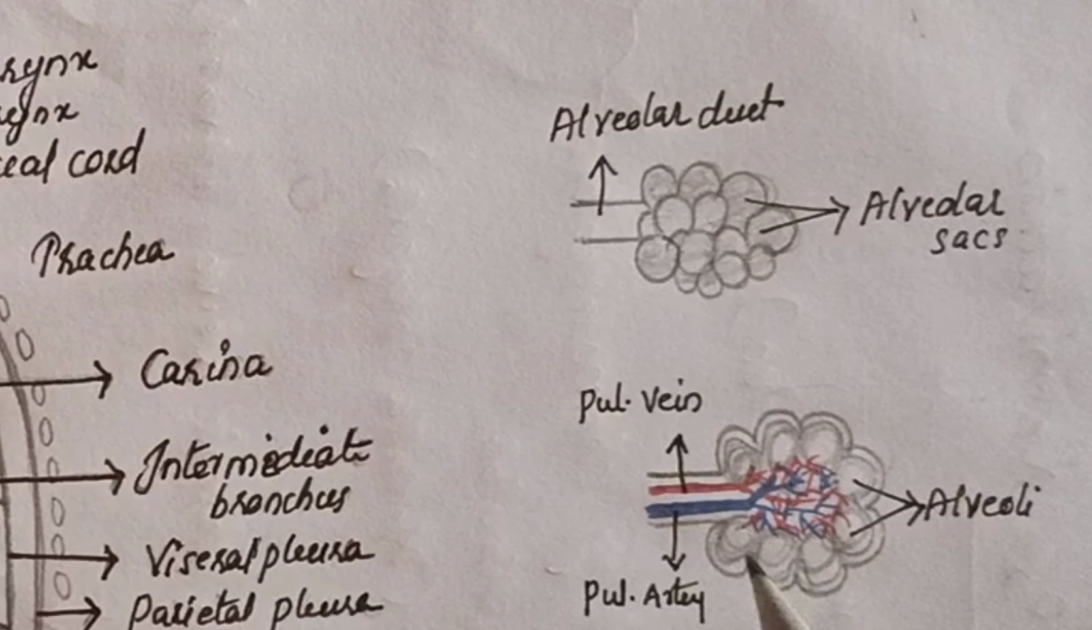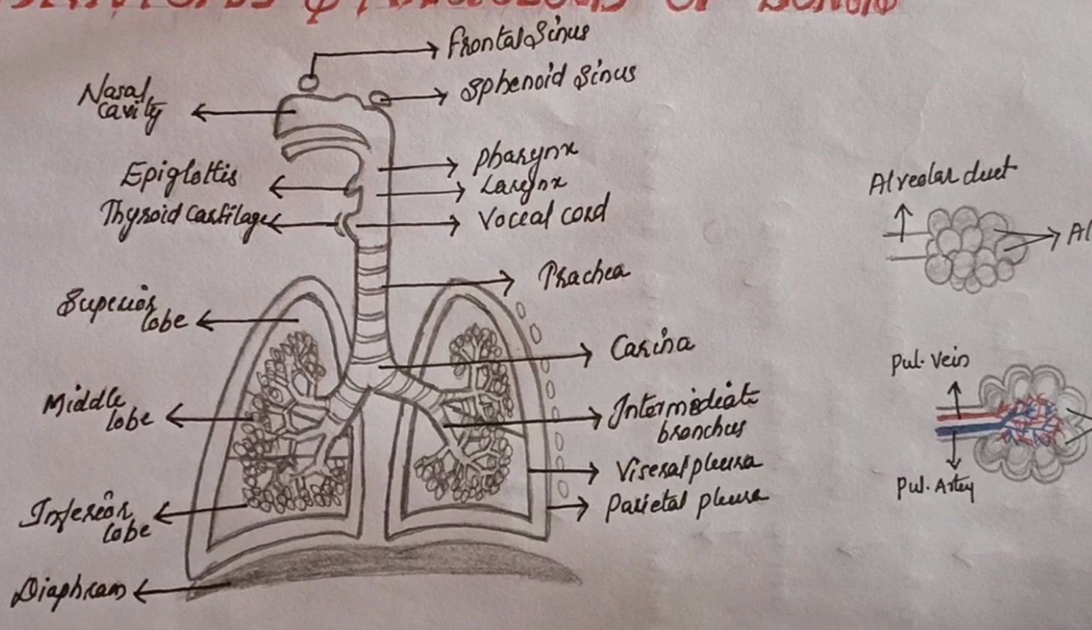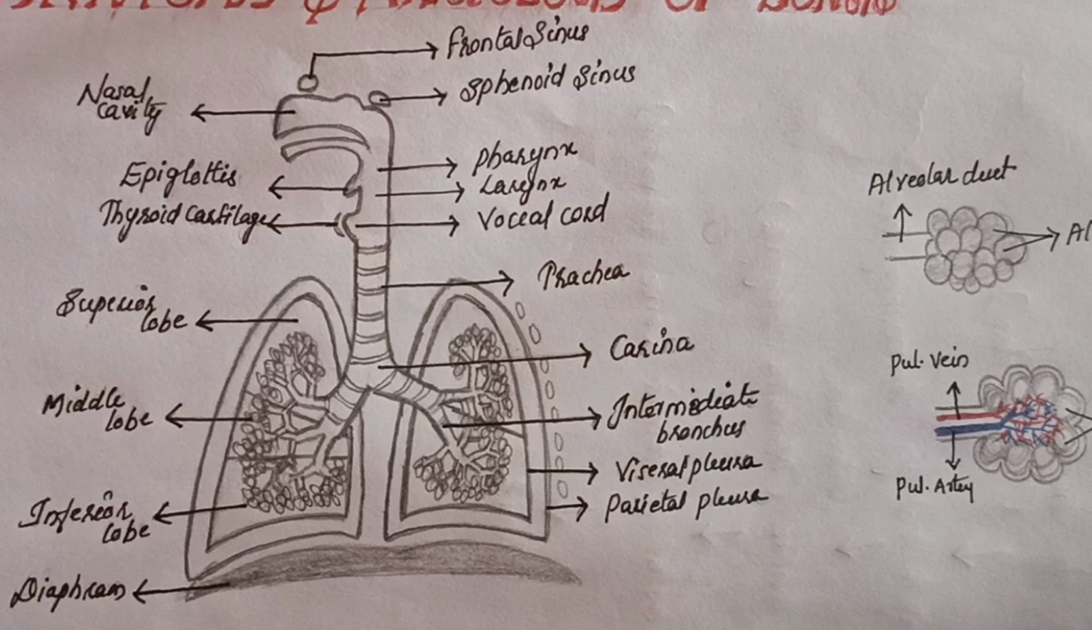Inside this, there is pulmonary artery and pulmonary veins are there. The gas exchange is nothing but the inhaled oxygen from the lungs enters into the pulmonary vein and the carbon dioxide from the pulmonary artery enters into the lungs and exhaled out from the body.